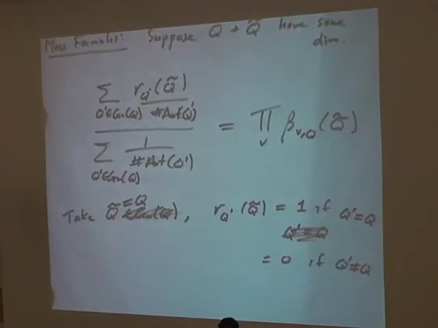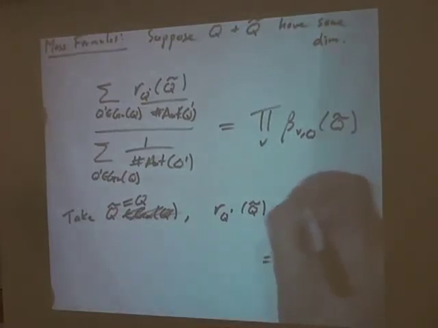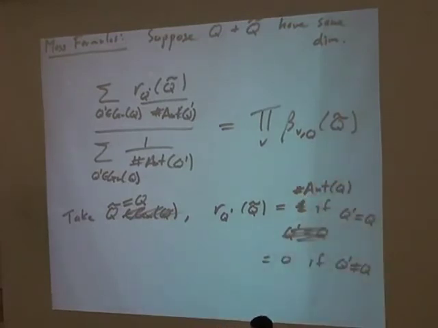Say it again? Oh, it's the number of automorphisms, sorry. Thank you. Because if I'm representing a form by itself, that's the number of automorphisms.